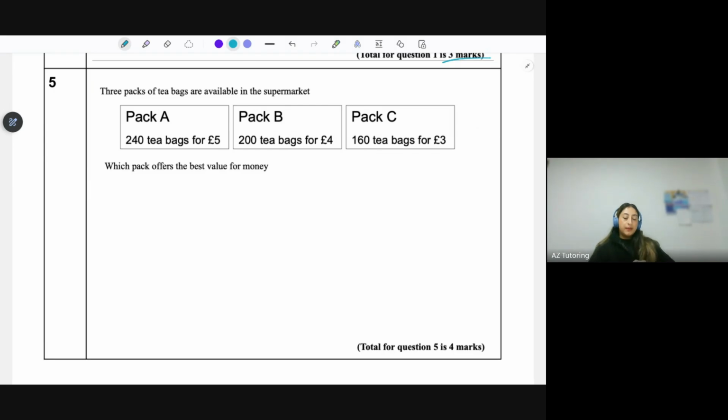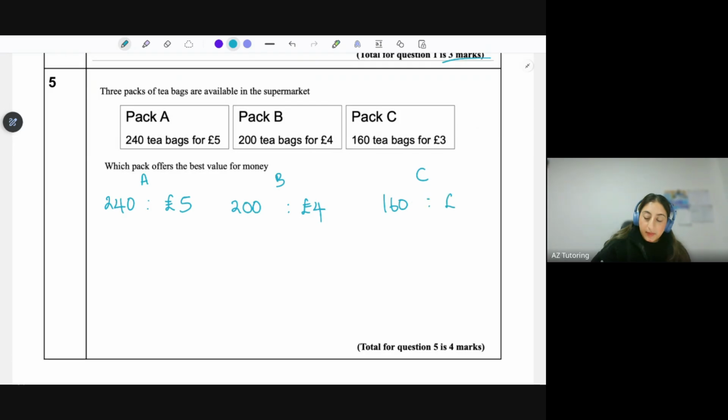So the next question, 3 packs of tea bags are available. Which pack offers a better value for money? If I'm going to a supermarket, there are 3 packets that offer the same thing. Which one am I going to buy to make my money more useful, to give me the better price? So you can see pack A, 240 tea bags, is costing me £5. Pack B, 200 tea bags, is costing me £4. For pack C, 160 tea bags is costing me £3.